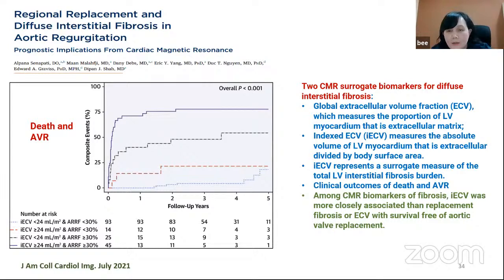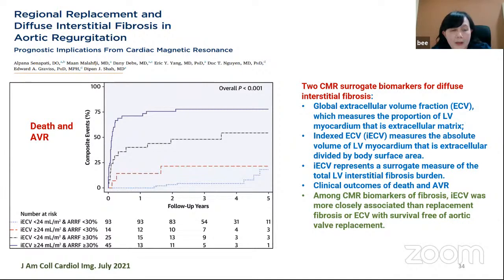So the index ECV, or index extracellular volume, measures the absolute volume of left ventricular myocardium that is in the extracellular space divided by the body surface area. And what it actually measures is the total left ventricular interstitial fibrosis burden.